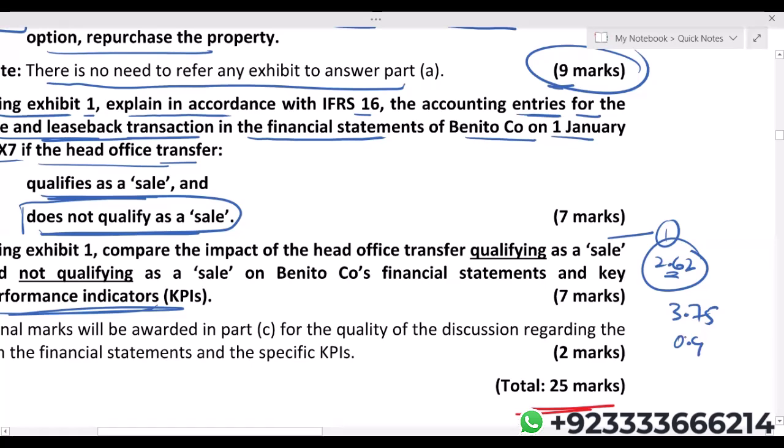Right of use asset 2.62 will be recognized and then 2.62 right of use asset will be depreciated over the lease term. There will be a finance cost as well on lease obligation.